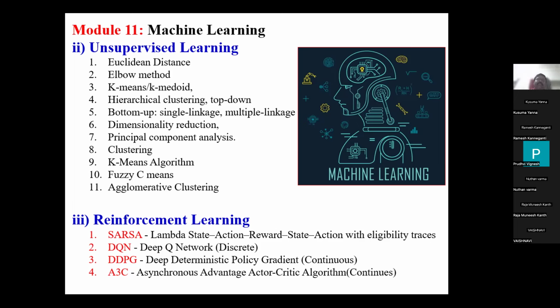So we are classifying data into clusters, each cluster having objects with its own similar behavior. We use k-means clustering, c-means clustering, fuzzy c-means clustering, agglomerative clustering, density-based clustering, etc.